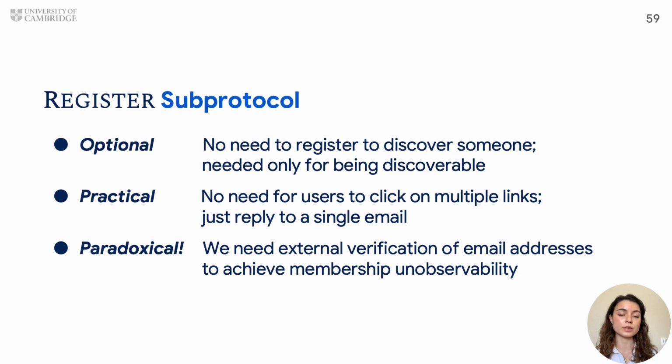In a sense, registration is also paradoxical because we need external verification of email addresses to achieve membership unobservability. So let's think of the case where we were not doing any sort of username authentication and the users were able to register with pseudonyms. What could happen then is that any user could try to register with any pseudonym, and if they get a positive response from the discovery nodes, they would know that that is a username that does not belong to a registered user, and vice versa. So that's why we need authentication of usernames to achieve membership unobservability.